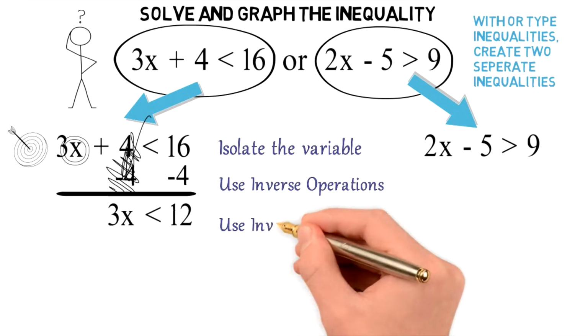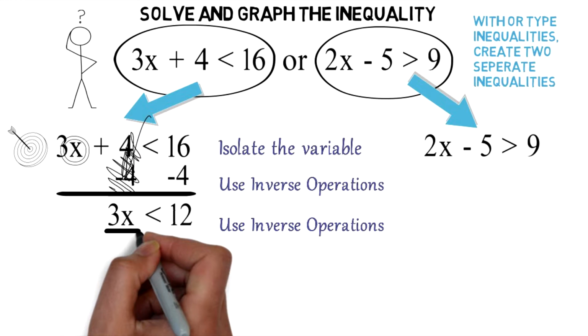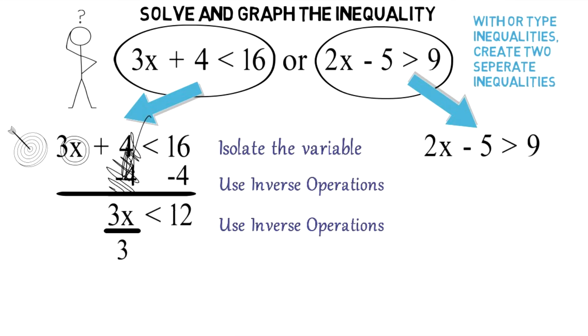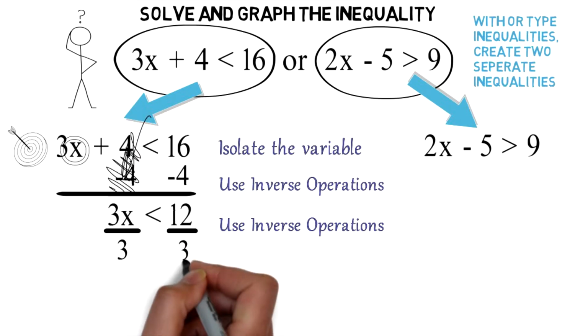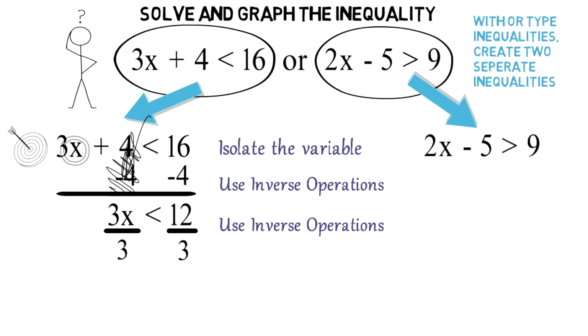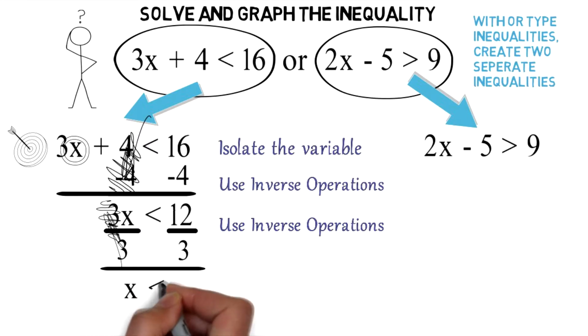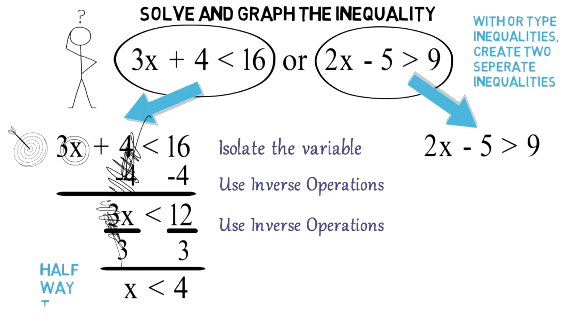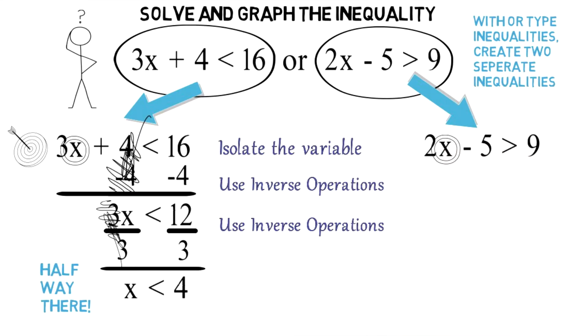And you're going to continue to use inverse operations. So for example, you're going to divide the left side by 3. And if you divide the left side by 3, you have to divide the right side by 3 as well. Three divided by 3 cancels out. And you're left with x is less than 4. So we've done the left side and we're halfway there. Now let's go to the second inequality. Identify the variable which you want to isolate.